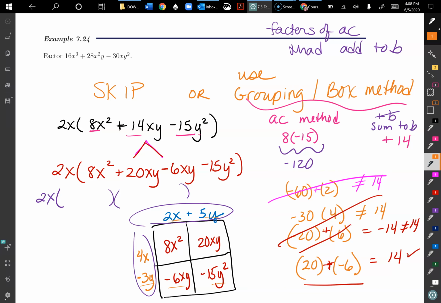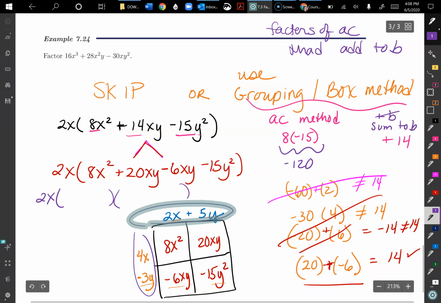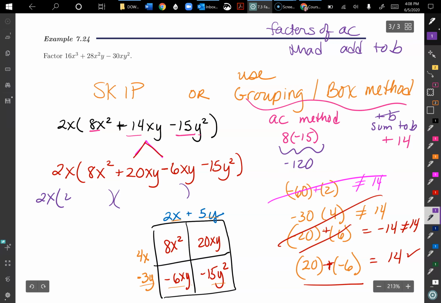So if I then go and write these inside here, 4x minus 3y, and I have 2x plus 5y. Now those are my binomials, right? This first step. So you have an extra step in the box method, a couple extra steps. So that's why the trial and error, I personally really like that. But sometimes it is just messy. You have really big numbers like this to work with.